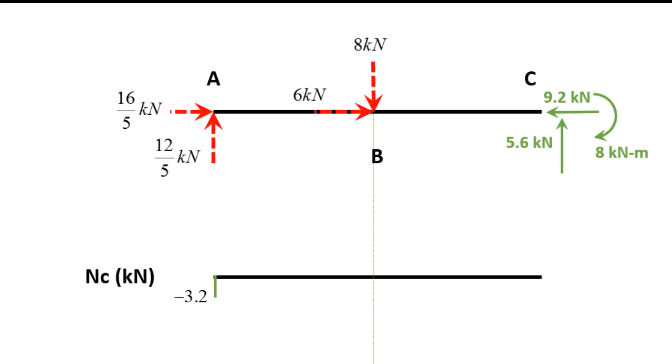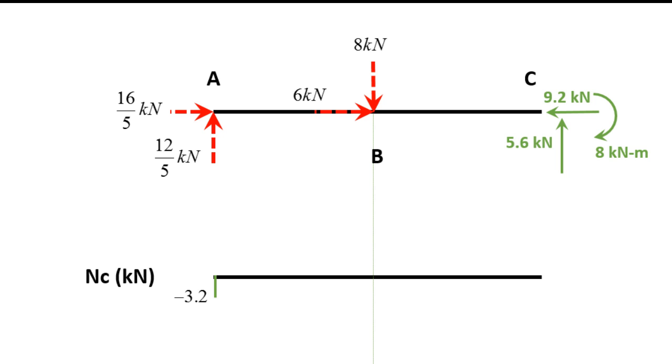And why is it 3.2? Okay, let me answer this backwards. 3.2 is basically the 16/5. And I'm going down because I'm assuming that if the member is in compression, I'm going to assume it to be negative, and if the member is in tension, I'm going to assume the graph to be positive.